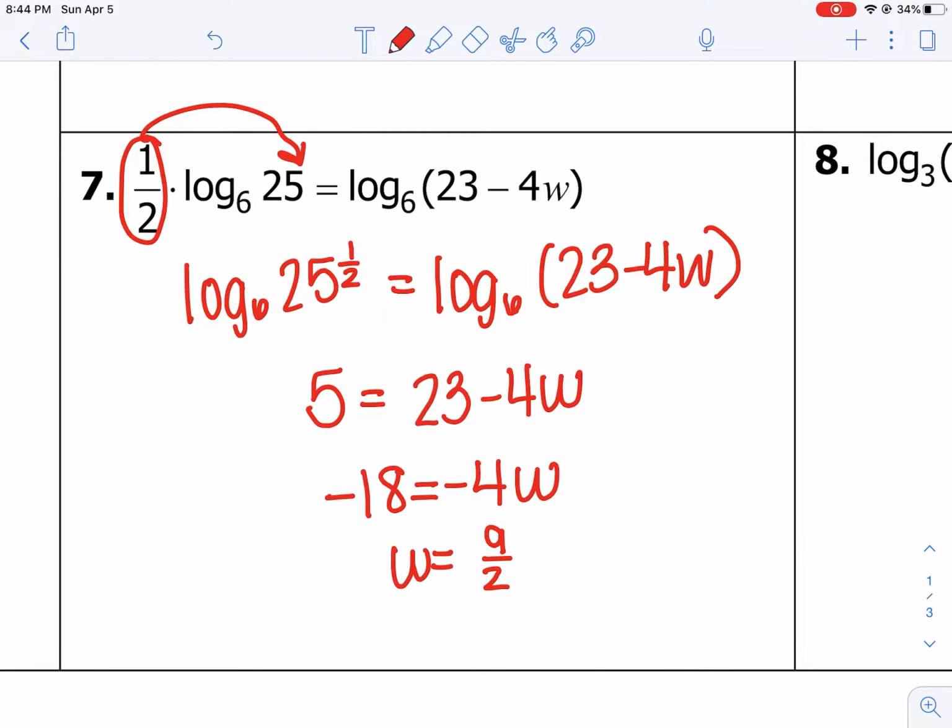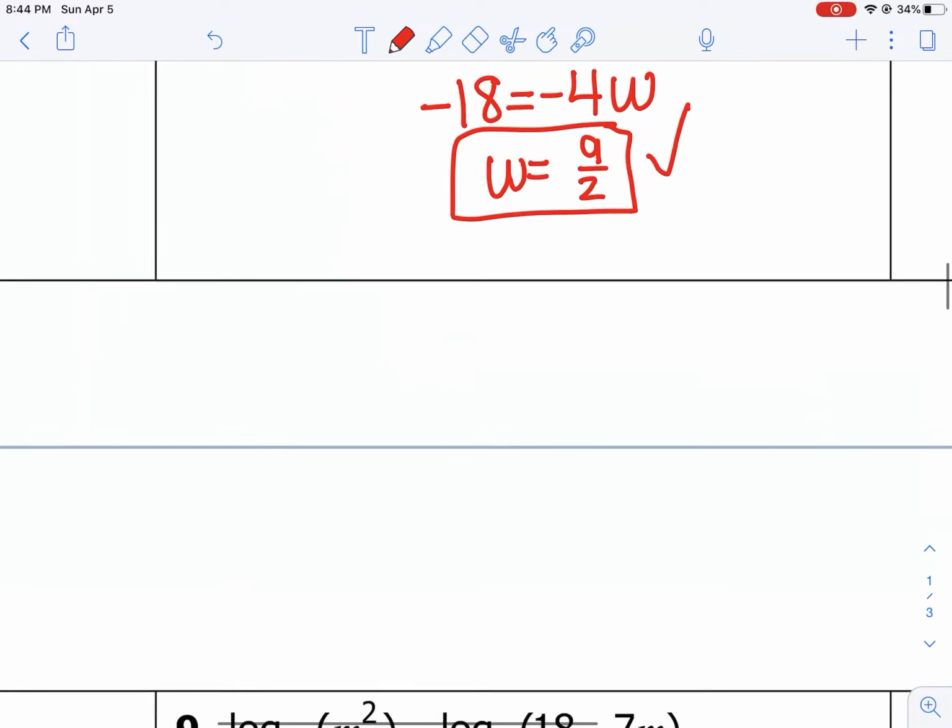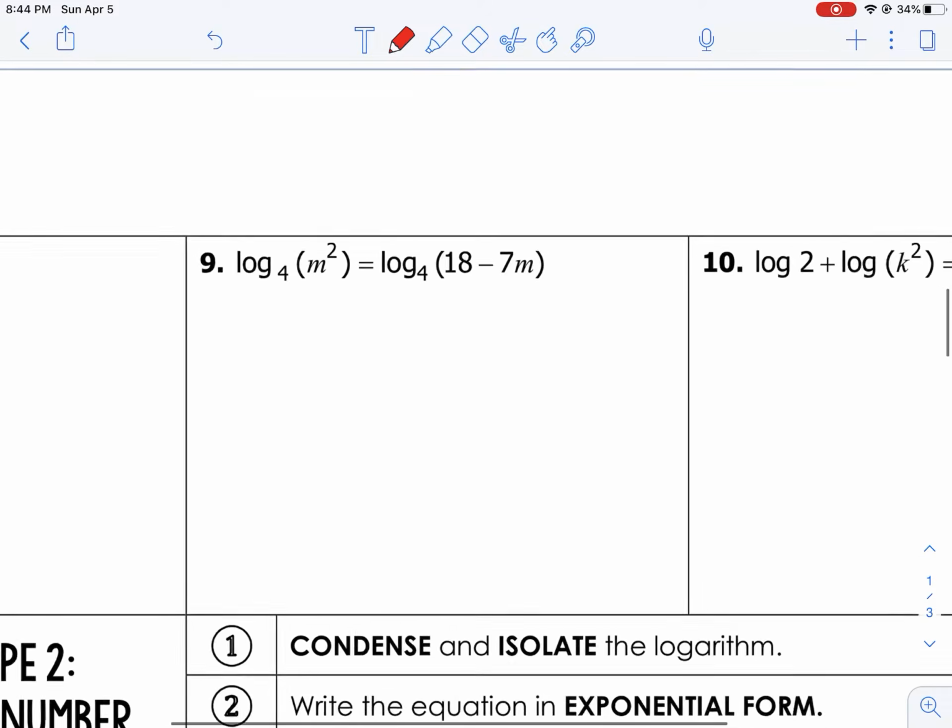I'm just going to leave it as a fraction. If you want to write it as a decimal, that's fine too, 4.5. Visually plug that back in, make sure that it works. It does. So check, you are good to go. That is a solution. Okay, I'm going to do one more in this section, and then we're going to move on to the type 2.